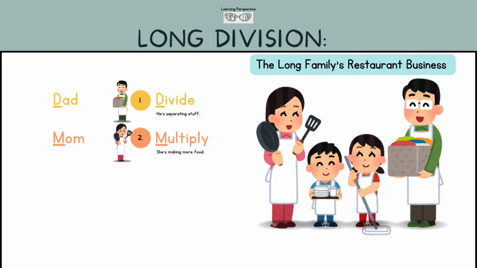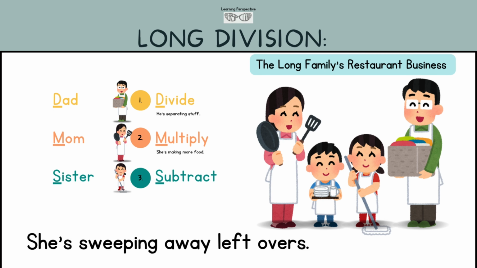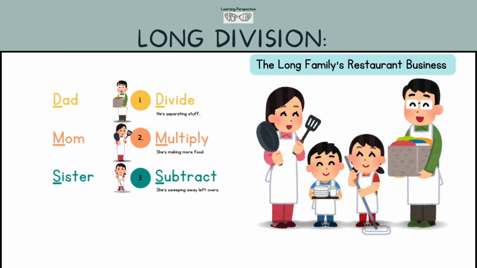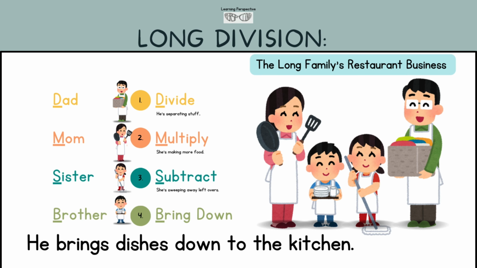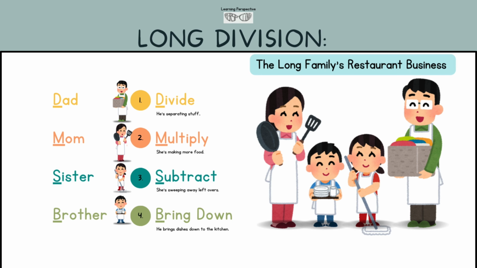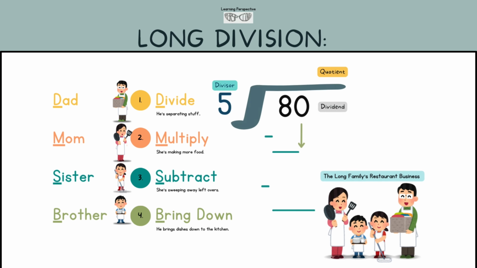Mom multiply. Next, there's the sister. She's sweeping away leftovers. Sister subtract. Last, there's the brother. He brings dishes down to the kitchen. Brother bring down. Let's apply what you now know about how the Long family operates to long division.